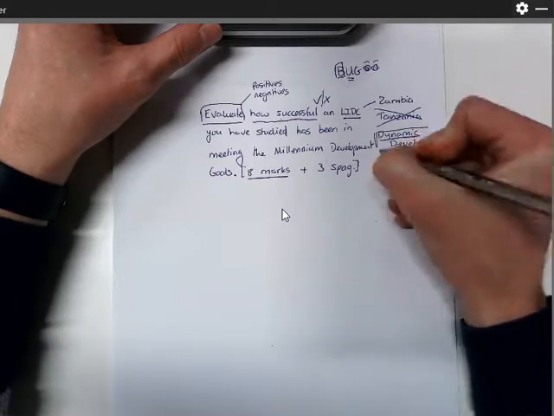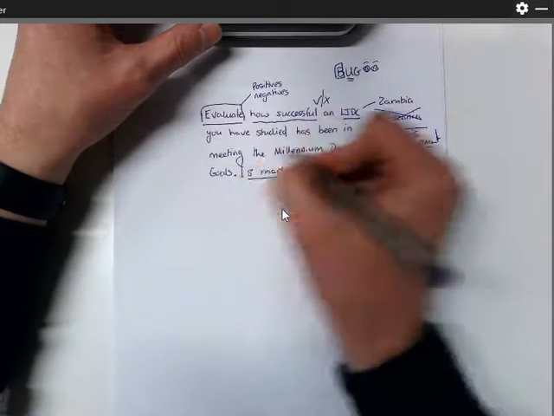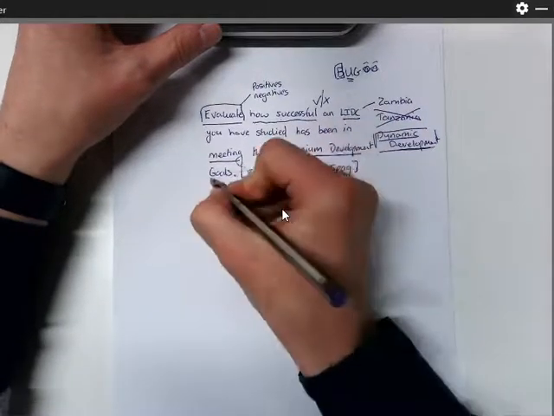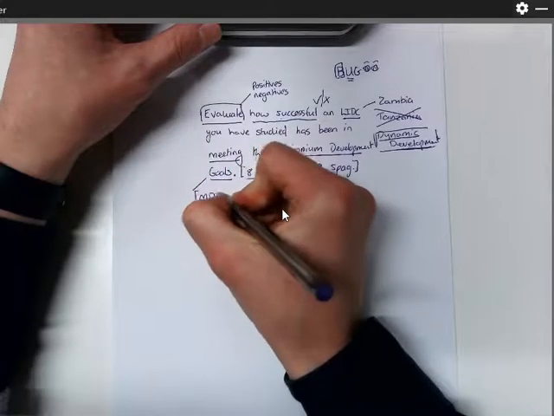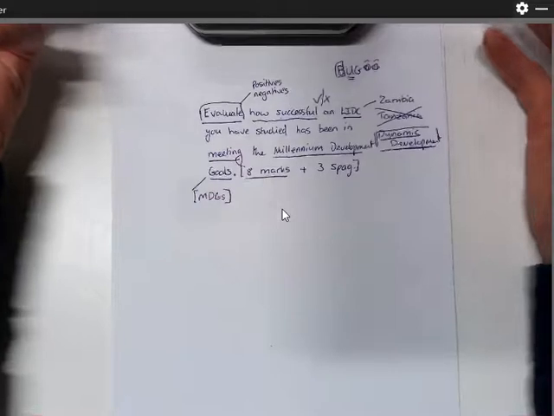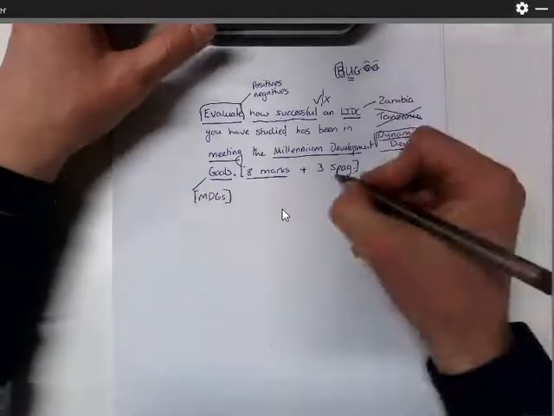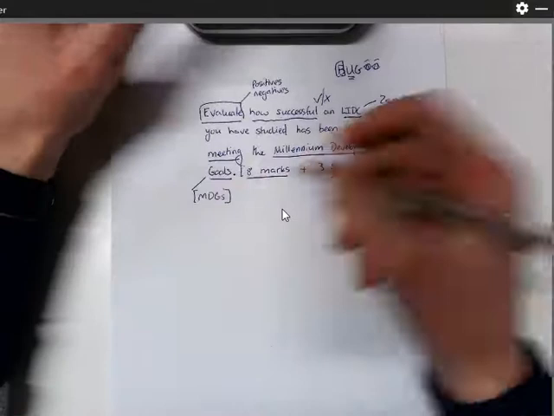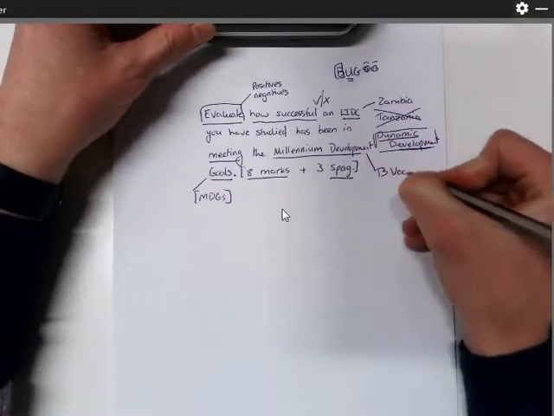So, you have studied how it is meeting the Millennium Development Goals. After you say this for the first time, you can write MDGs. But if you don't write Millennium Development Goals the first time, and just say MDGs straight off the bat, you're going to be marked down on SPAG, because it's tier 3 words. They want to see you using this tier 3 vocabulary.